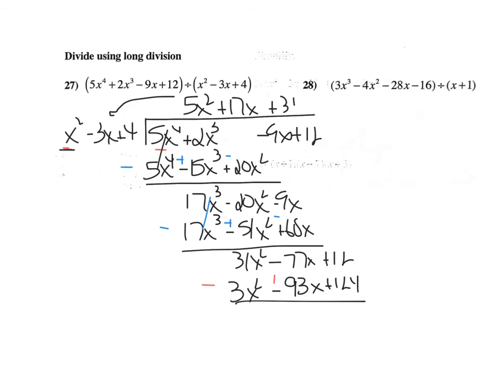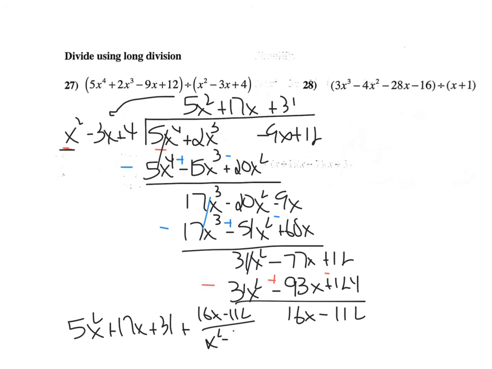Change the signs, and add them up. That's gone. So I get 16x and minus 112, which is huge. So my final answer is right here. 5x squared plus 17x plus 31 plus 16x minus 112 over x squared minus 3x plus 4. And that's that. All right, believe it or not, we get to do one more of those.